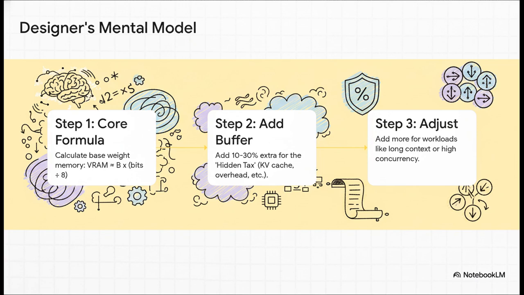1, you always start with that core formula to get your baseline memory for the model weights. 2, you add a safety buffer for that hidden tax, the KV cache, the activations, all that other stuff. And 3, you adjust that buffer based on what you're actually doing. Are you running long context, high concurrency? This is how you design a system that's robust and that actually works.